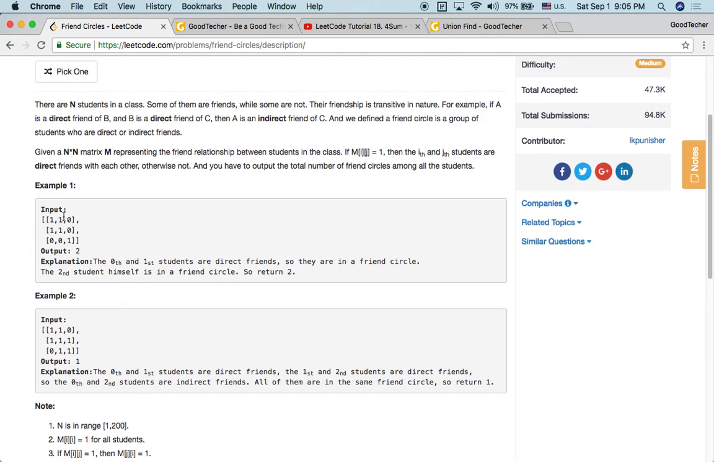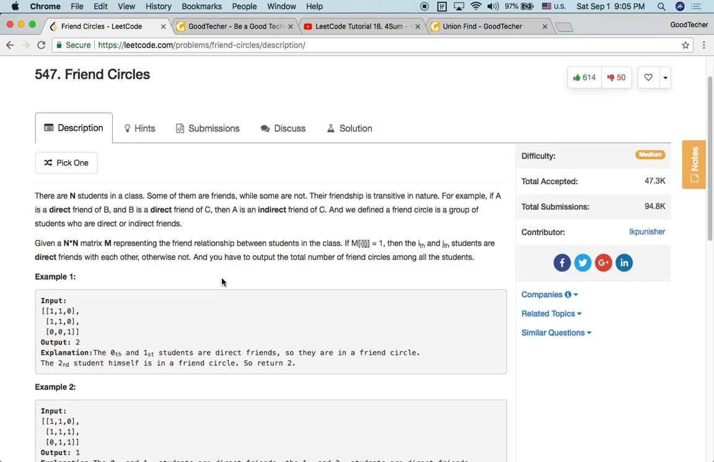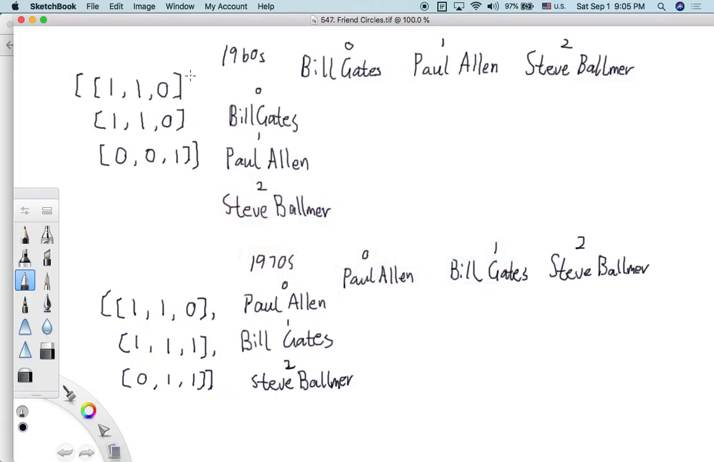So look at this two-dimensional array example. Maybe at the beginning you may feel a little bit confused: how does this two-dimensional array link with a friend relationship? So here I have a better example for you to visualize how a two-dimensional array links with a friendship. This is a real example in history.